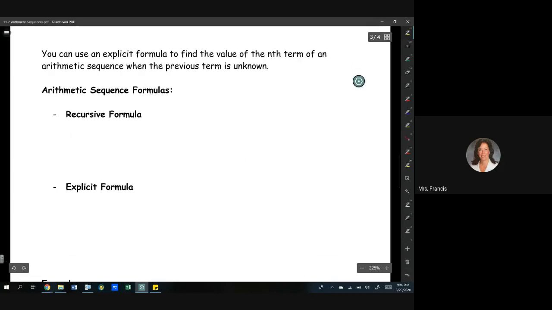The first one here is a recursive formula. Let's write it down and then I'll explain it. a sub n equals a sub n minus 1 plus d. A recursive formula is always going to relate each term to the one before. So when we talk about recursive, we're going to make a note here: relate each term to the term before.